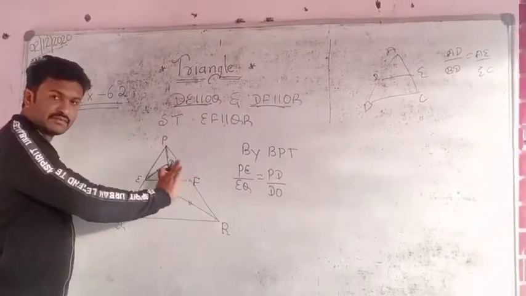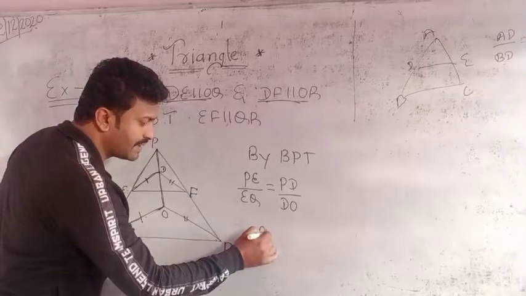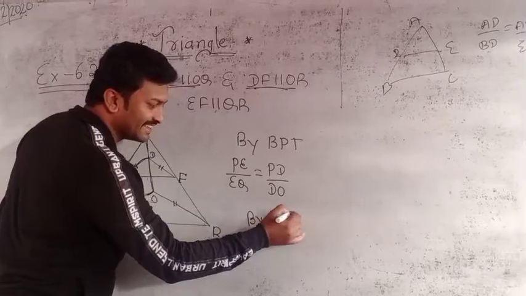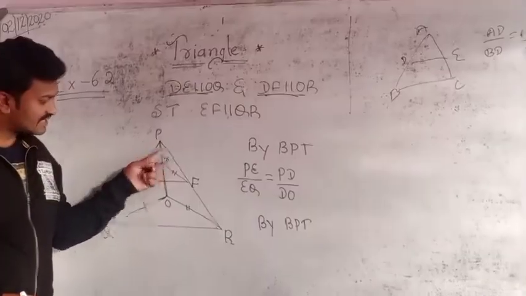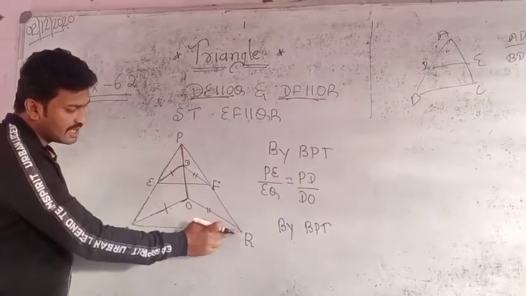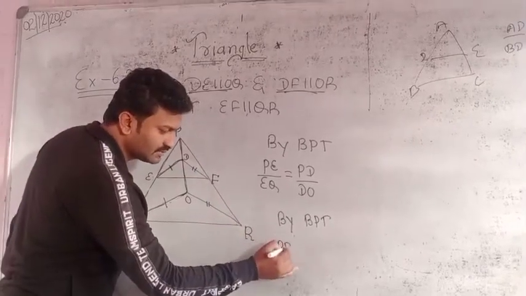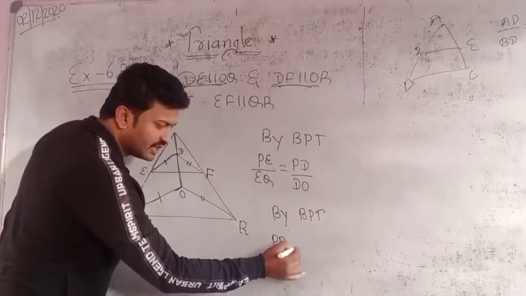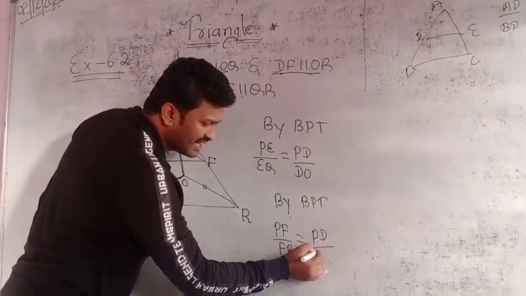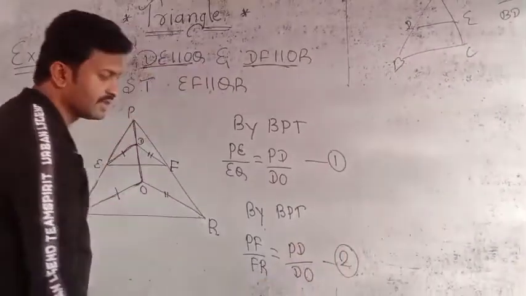And we come to this side. They are given these two sides are parallel. By BPT, in this triangle, don't worry about this one now. You concentrate on this triangle PRO. PF divided by FR equals to what? PD divided by DO. Call this as 1 and this as 2.